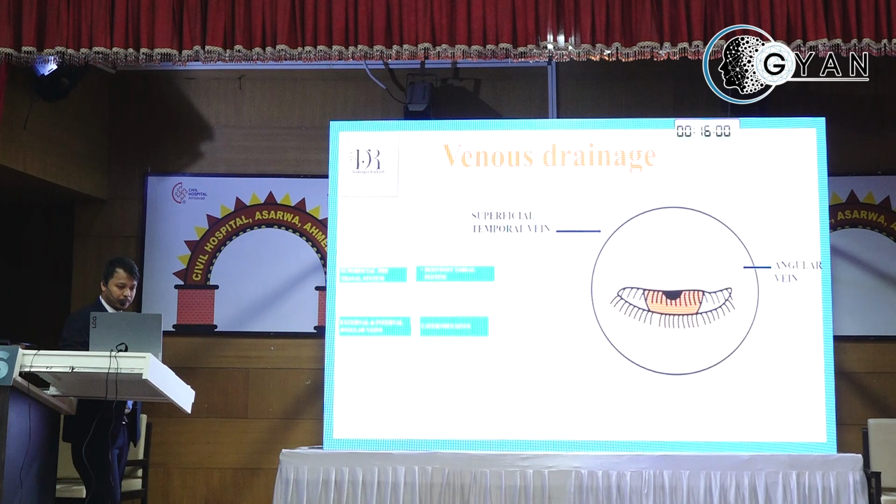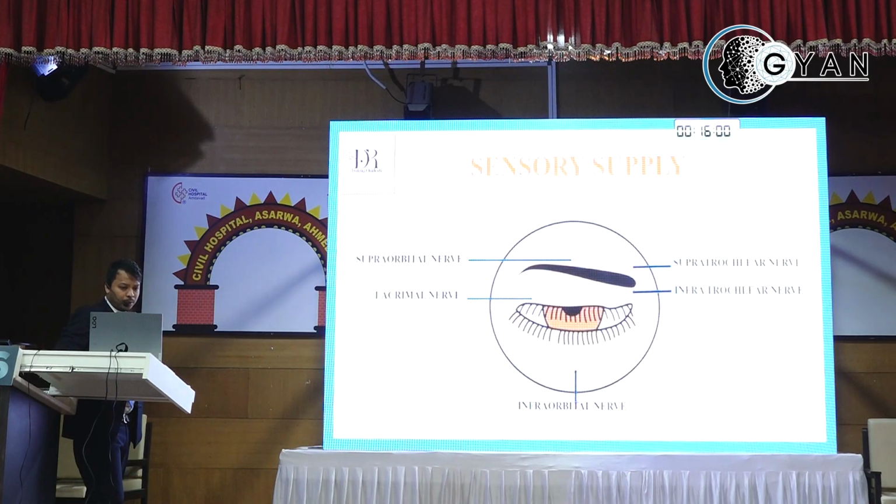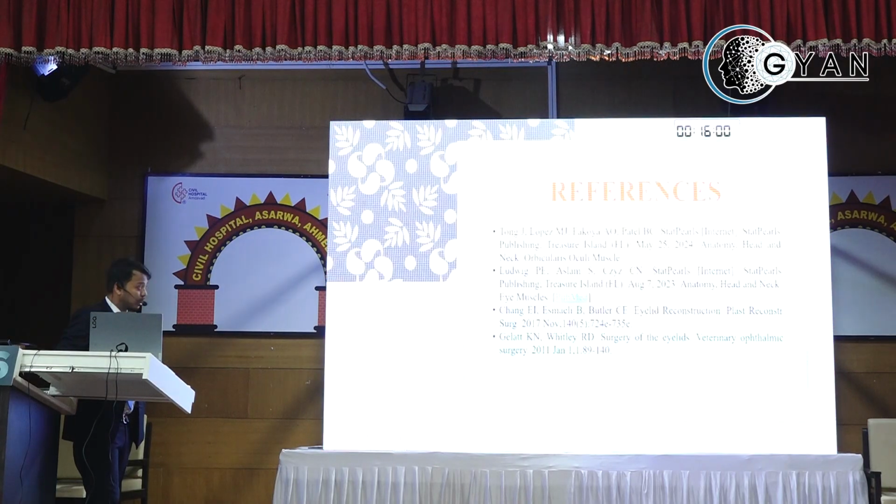The venous drainage: the superficial or pretarsal system drains into the external and internal jugular veins, and the deep or post-tarsal system drains directly into the cavernous sinus. For the nerve supply, the motor supply of the orbicularis is the zygomatic branch of the facial nerve. The levator palpebrae superioris is supplied by the oculomotor nerve, and the smooth muscle is supplied by the sympathetic nervous system. The sensory supply is the supraorbital nerve, supratrochlear nerve, lacrimal nerve, and infratrochlear nerve. Thank you.